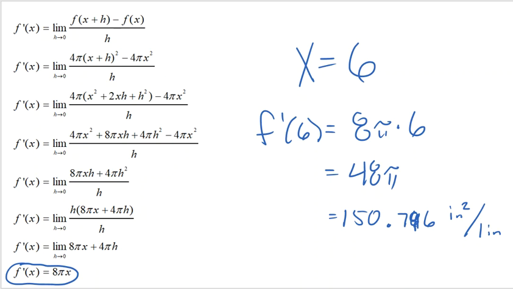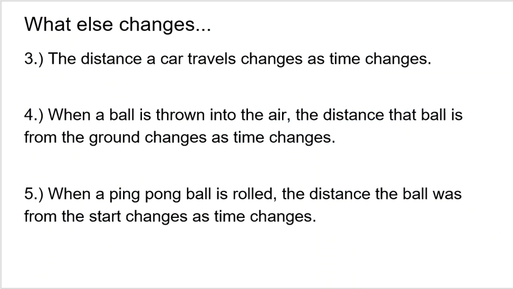All right, what are some more uses of derivatives? What are some other places in the world where things change? Well, here's 3 more. The distance a car travels changes as time changes. So as time changes, we can call time t. As the time ticks by, a car is moving, the distance that car moves has changed. When you throw a ball into the air, the distance that ball is from the ground changes as time changes. So once again, if we call t time, if I throw a ball into the air, as the seconds tick away, the height that that ball is from the ground changes.